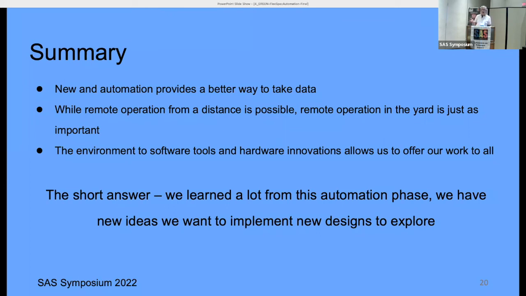On the software side, we said we want something that's clean and simple that we can test on the bench or we can test through the internet. We learned an awful lot from the automation phase, and we're still learning about it. And so we're still exploring new and novel ways that we can use this.